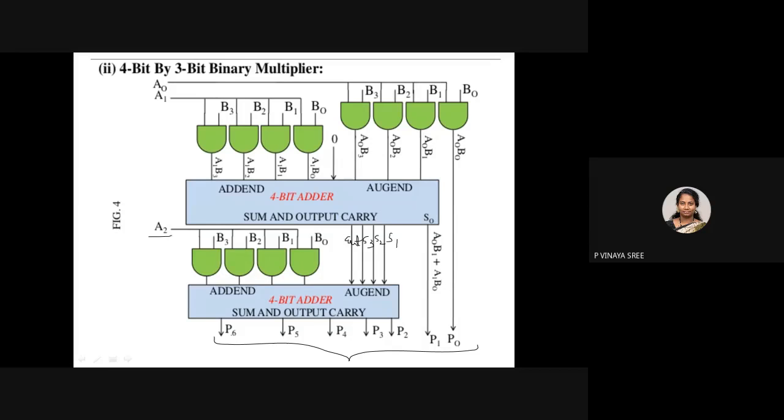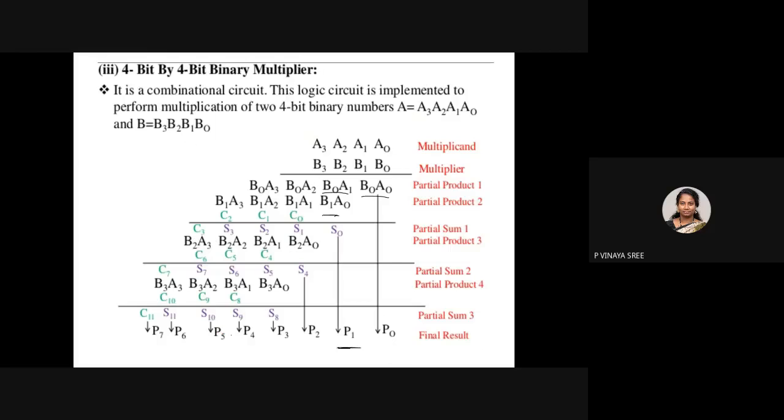So for 4 by 3, before drawing, you must know that 12 AND gates are required and the product will be 4 plus 3, so you will be using a total of 7 products. As there are 4 inputs and 4 inputs, we are using a 4-bit binary adder. The same will be for 4 by 4 also, and the same for a 4 by 5 binary multiplier.